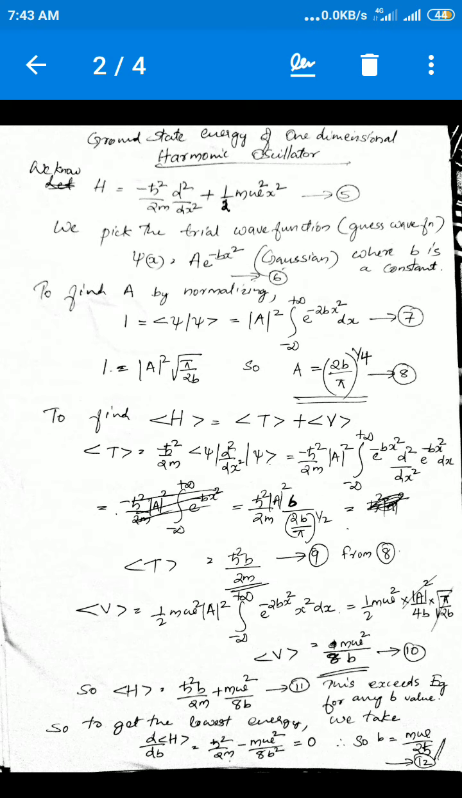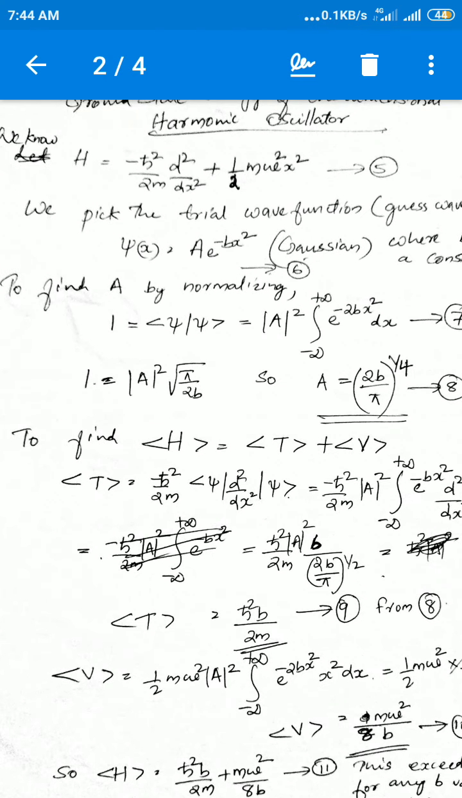And kinetic energy is minus h cut square by 2m d square by dx square, which is minus h cut square by 2m del square. As it is one dimensional, del square becomes d square by dx square. Understood? P square by 2m form is the kinetic energy. So equation number 5 we have written. Hamiltonian we know. Now we pick the guess trial wave function here, which is the Gaussian wave function, and it is equation number 6, where psi of x is equal to A into e raised to minus b x square. See that it is the Gaussian wave function.